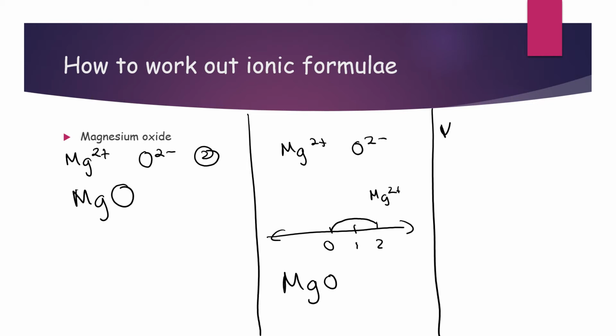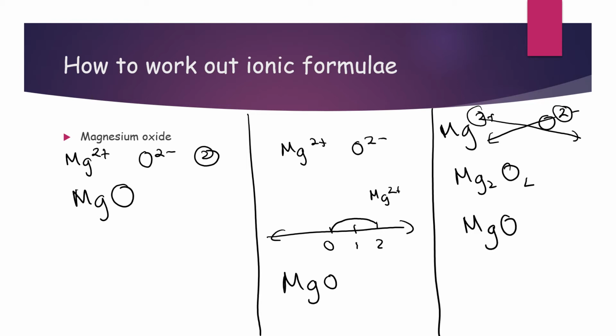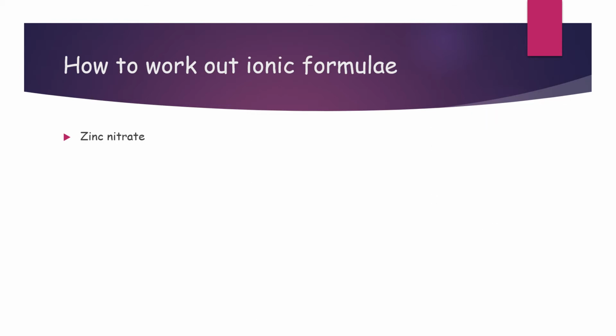Now watch out for swap and drop here, because this is where swap and drop can become dangerous. Mg2O2, and that is incorrect. So the lowest ratio is 1:1, so be very careful if you're using swap and drop.